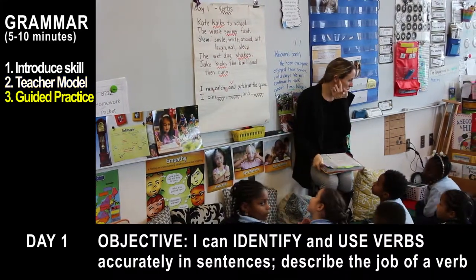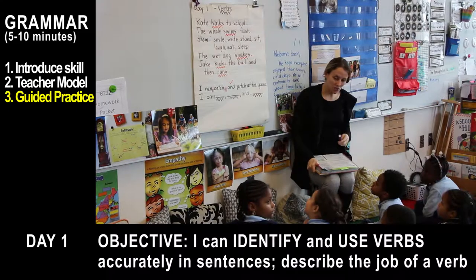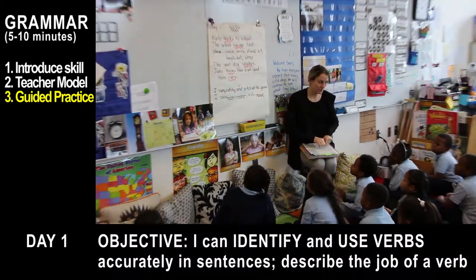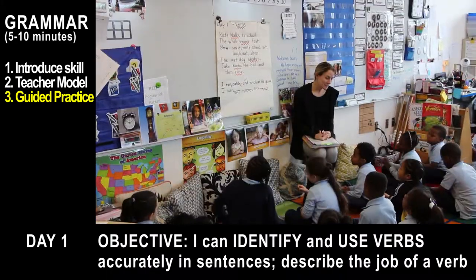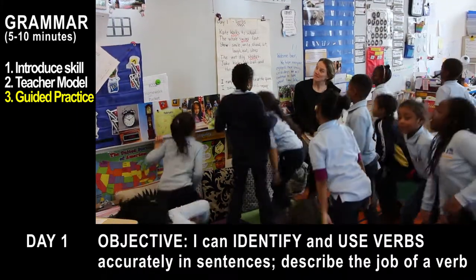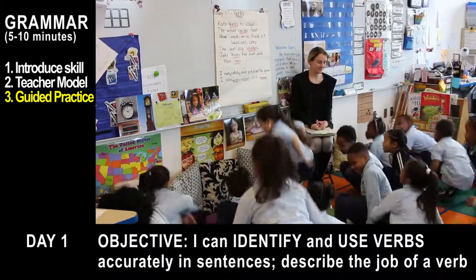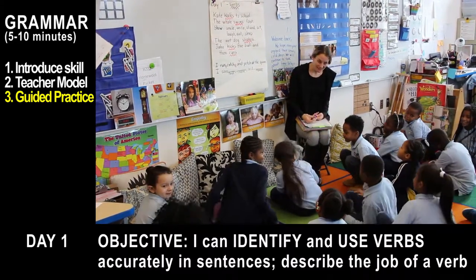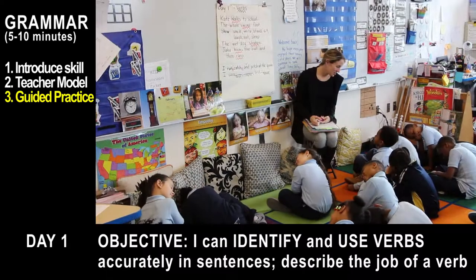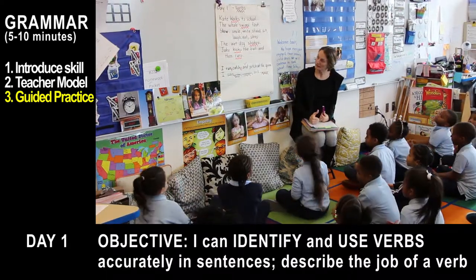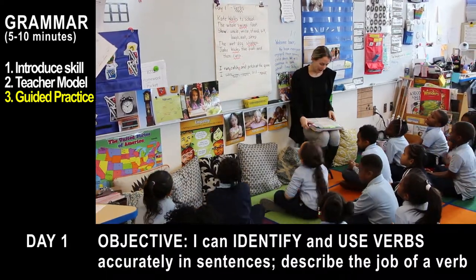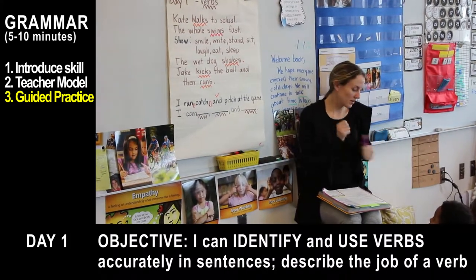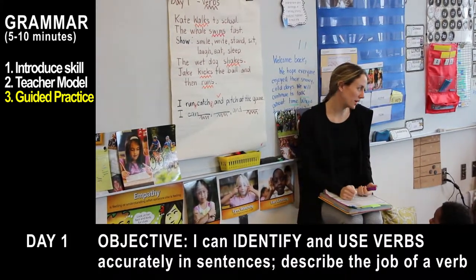All right, I want you to show me these action words. Smile. Write. Stand. Sit. Laugh. Eat. And show me slant. All right, I want you to show this symbol when you hear the action word in it, okay?